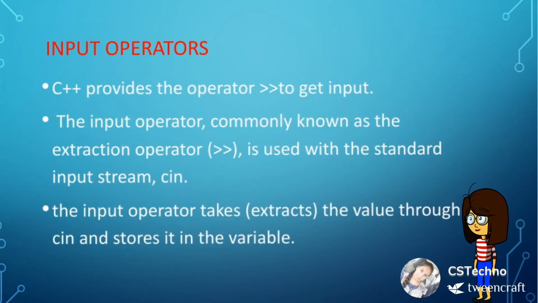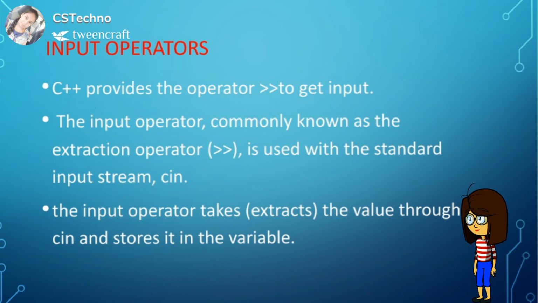Next we'll see about the input operators. The input operator is used to get the input from the user. It is also called the stream extraction operator. It requires two operands, so we call it a binary operator. The input operator extracts the value through cin and the value is stored inside the variable. Now we'll see an example for input operators.